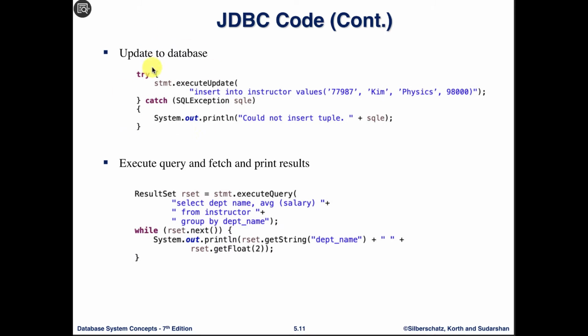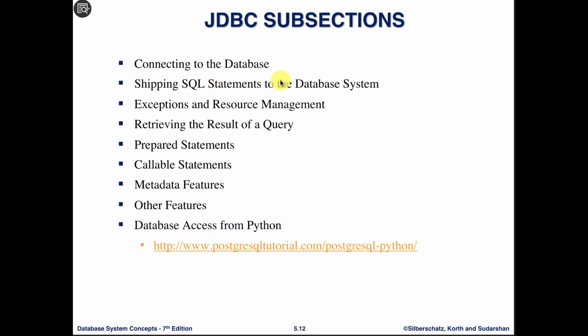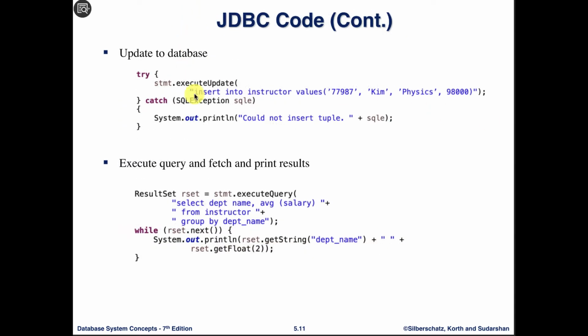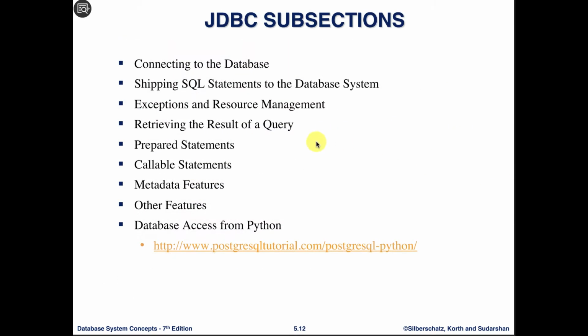Just what I mentioned: if you try to update the database, or if you try to execute a query, fetch, or display the result, etc. Don't worry, now we're going to take a look step by step. How can you connect to the database? This is just an idea of how the code looks, something similar to this. So first, how do you connect to the database, and after that, ship the SQL statement to the database system?